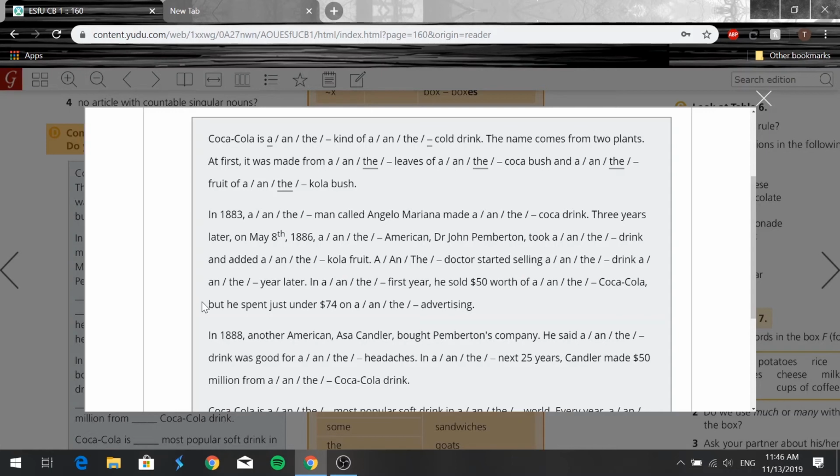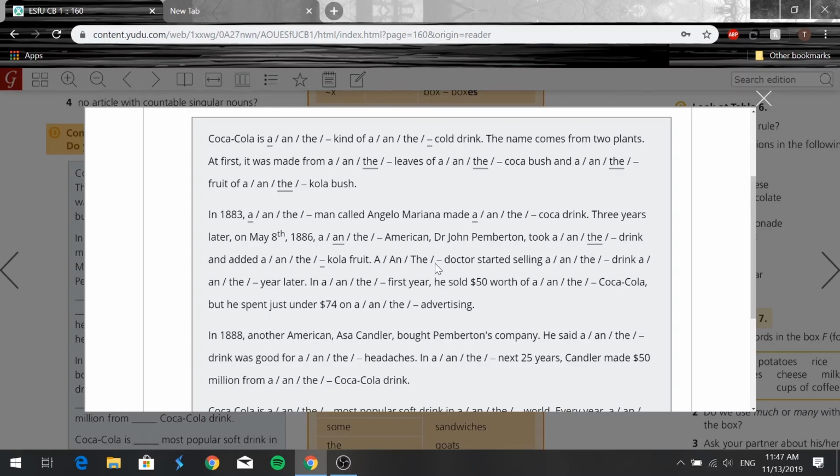Here we have in 1883, a man, we'll say a man called Angelo Mariani made, we'll say again, made a coca drink. Three years later, on May 8th, 1886, an American, Dr. John Pemberton, right, took the drink and added, what did he add? No article here, and added cola fruit.